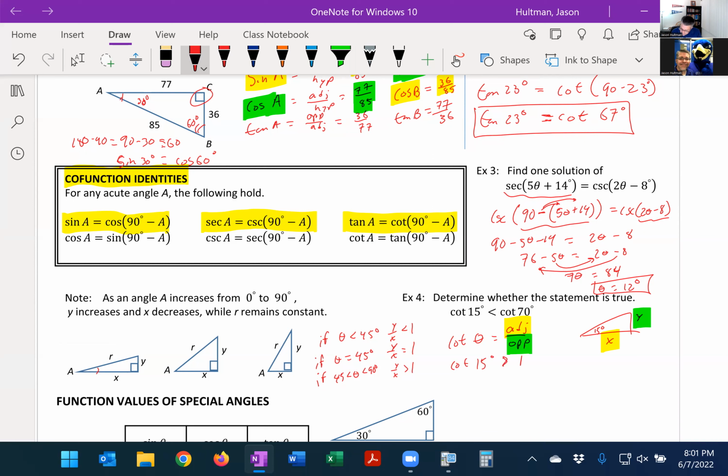Why? Because x over y is going to be a big number over a small number, and that's going to be bigger than 1. So cotangent is greater than 1.